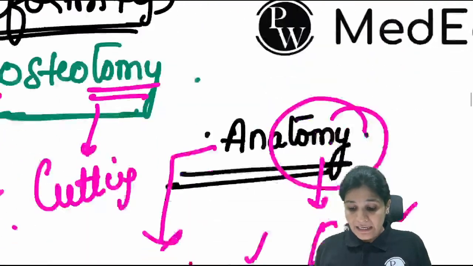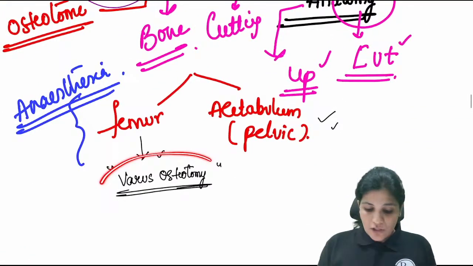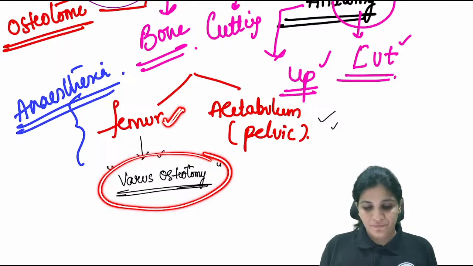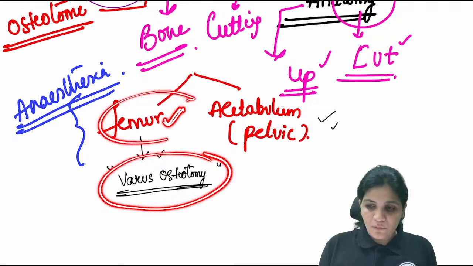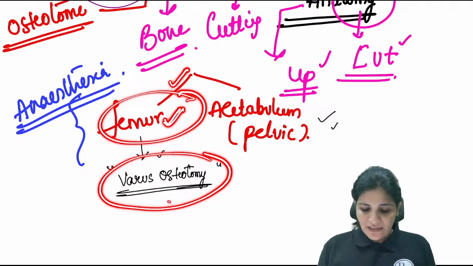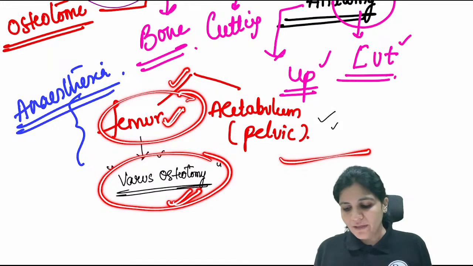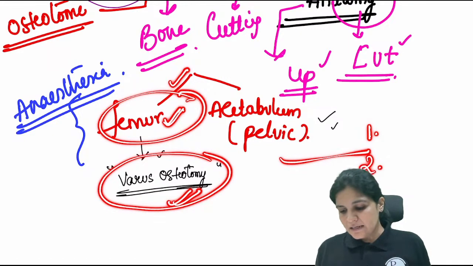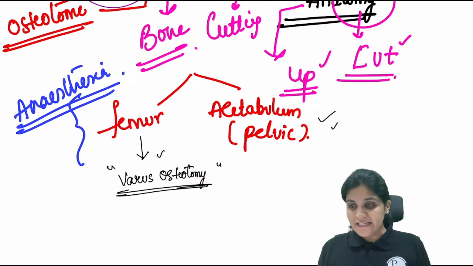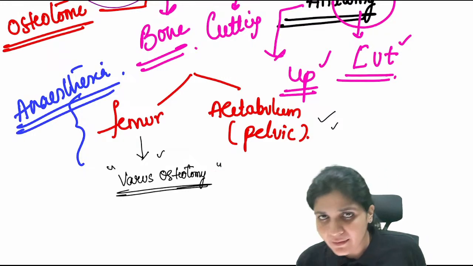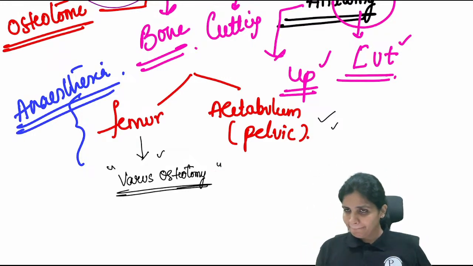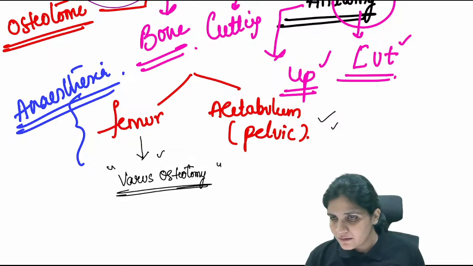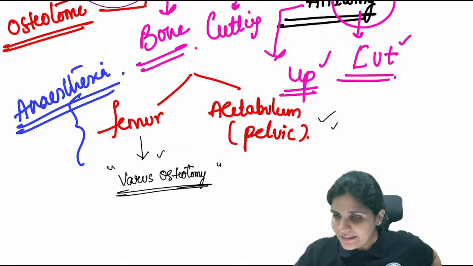There is also varus osteotomy for your femur. For the femur, if you want to name one osteotomy, that is varus osteotomy. For the pelvis, we have three: Chiari, Salter's, and Pemberton's. And for the femur, we have varus osteotomy. Procedures, is that clear for you?